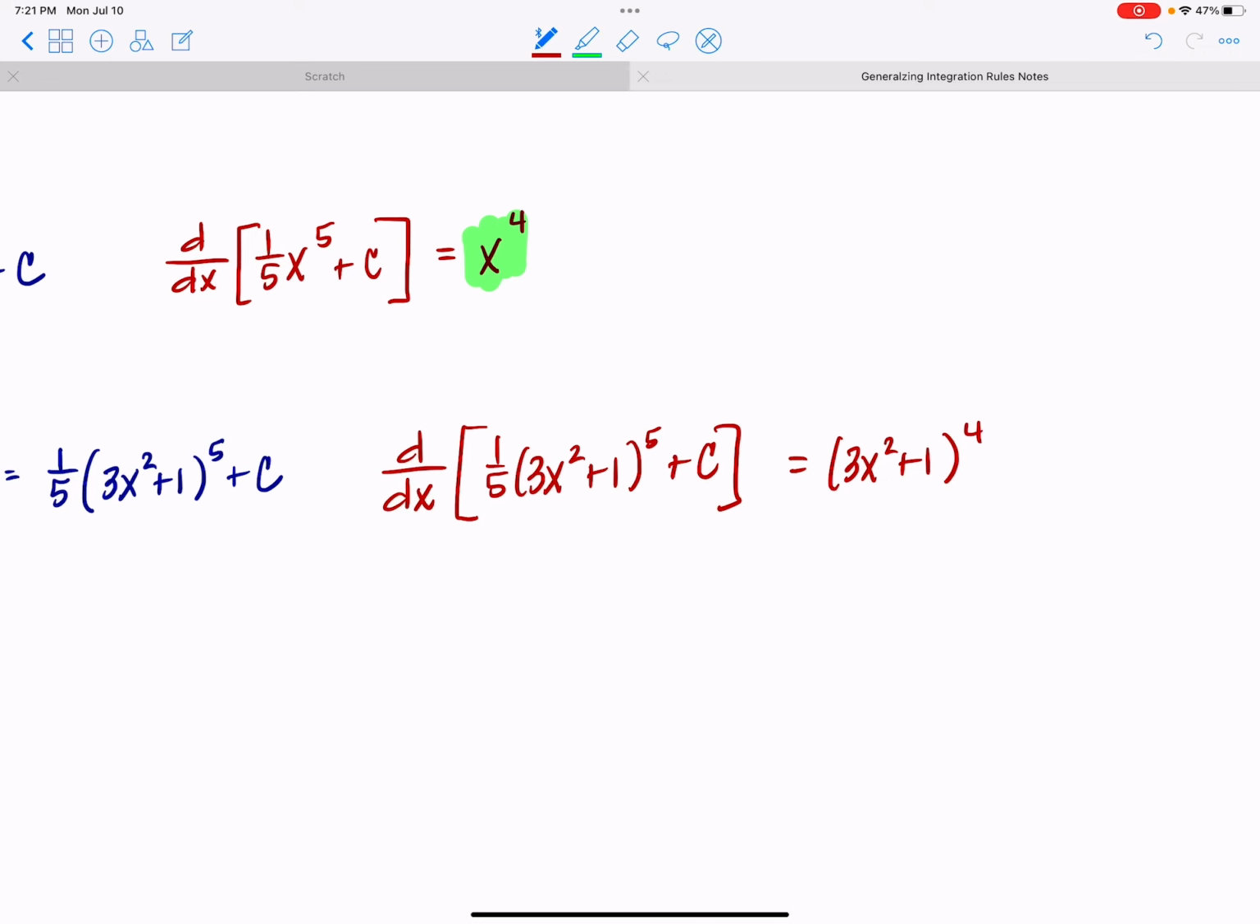And then because this is a composition of functions, I have to multiply by the derivative of my inner function. So I have to multiply by the derivative of that 3x squared plus 1, which would be a 6x. And then the derivative of the constant is 0, so we're good. That's going to be our derivative.